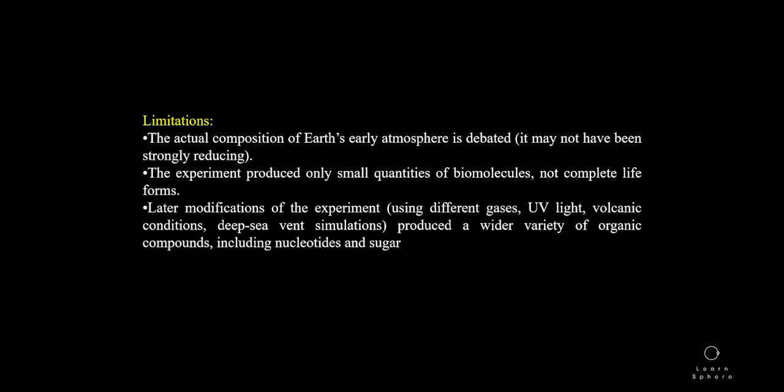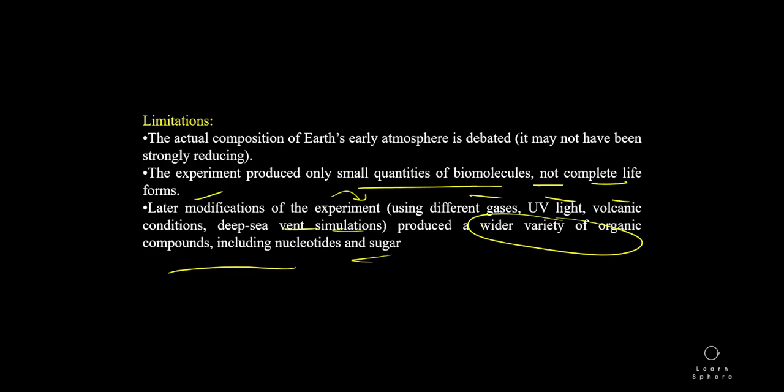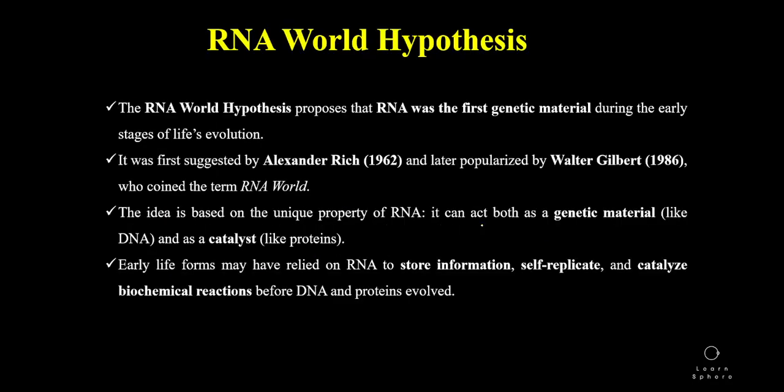These were the limitations of this theory. The actual composition of Earth's early atmosphere is debated. It means it may not have been strongly reducing. The experiment produced only small quantities of biomolecules, not a complete life form. Later, modifications of the experiment using different gases, UV light, volcanic conditions, deep sea vent simulation provided a wider variety of organic compounds, including nucleotides and sugars.